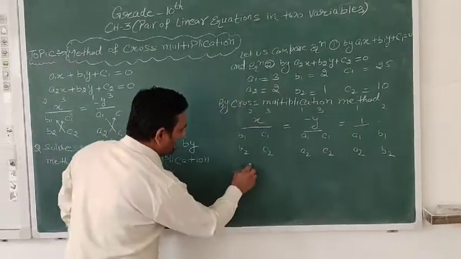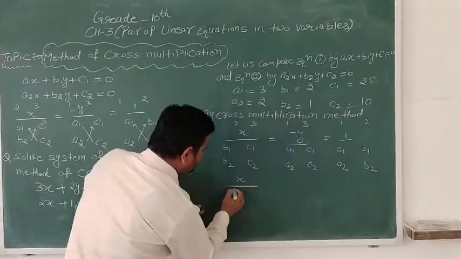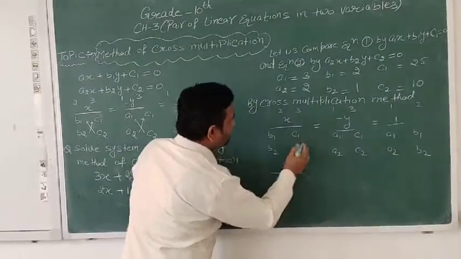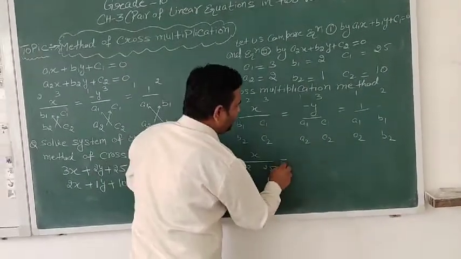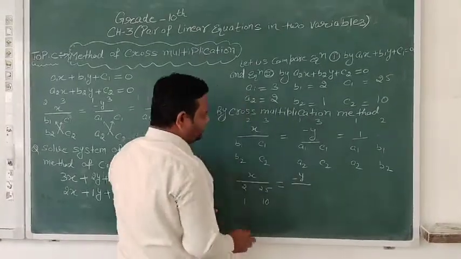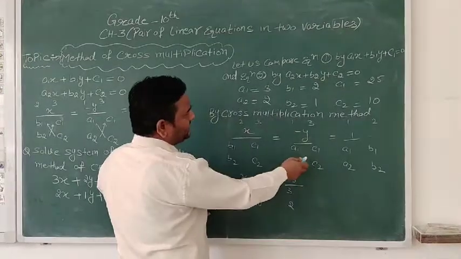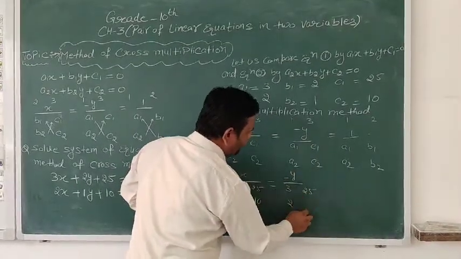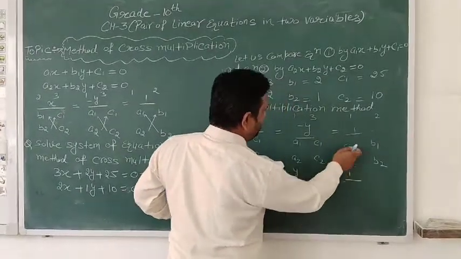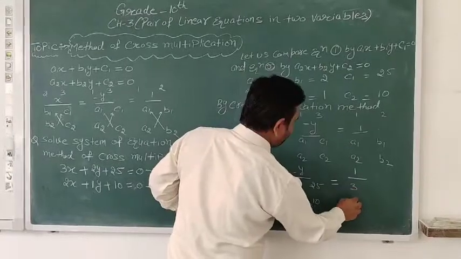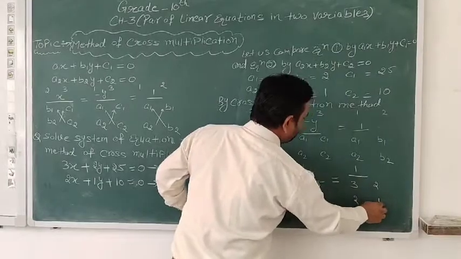Just substitute the values. I am writing here x upon B1, B2: B1 value is 2 and B2 value is 1, then C1, C2: 25 and 10. It further equals to minus y upon A1, A2: that is 3 and here is 2, and then C1, C2: here we have 25 and here 10. It further equals to 1 upon A1, A2: that is 3 and 2, and B1, B2: here we have 2 and here is 1.